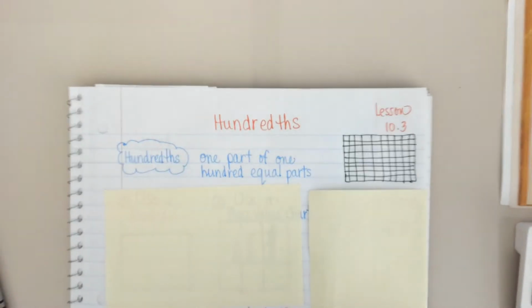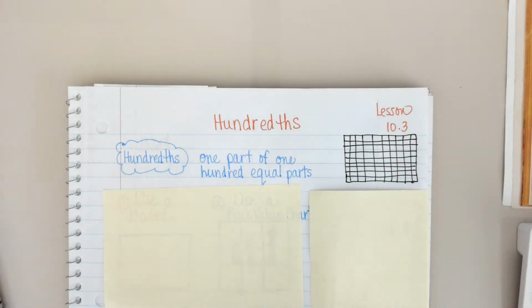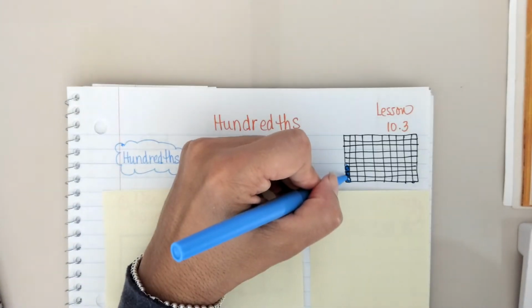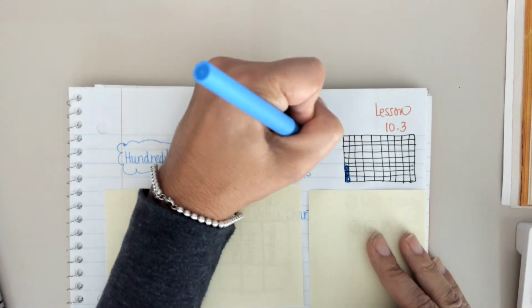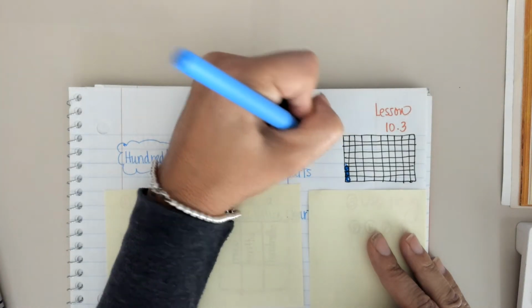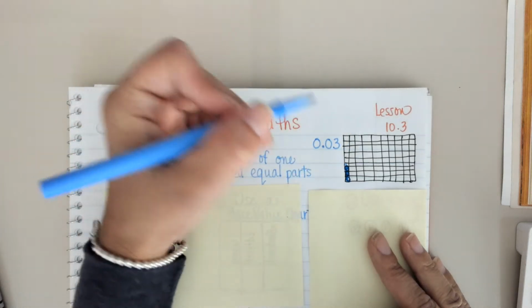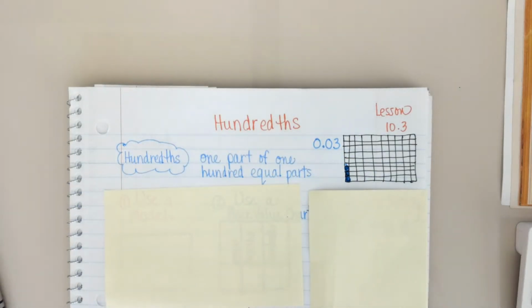And if we've got 100 parts, and we'll say 3 hundredths, and you color 3 of these. I didn't fully color in 10 parts, so this is 0 for the ones, no tens, 3 in the hundredths place. 1, 2, 3. So we don't have any tenths.